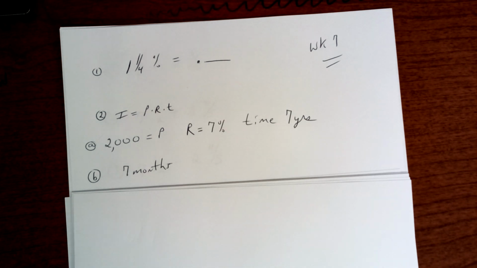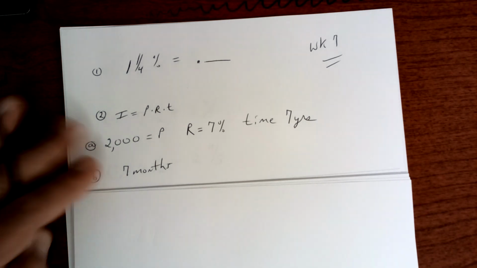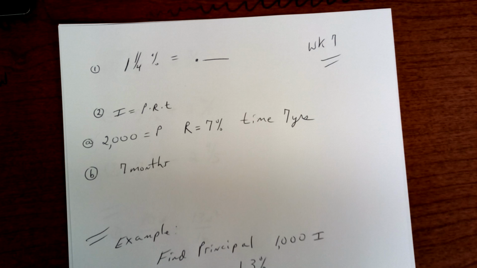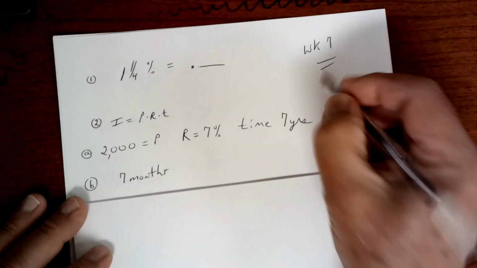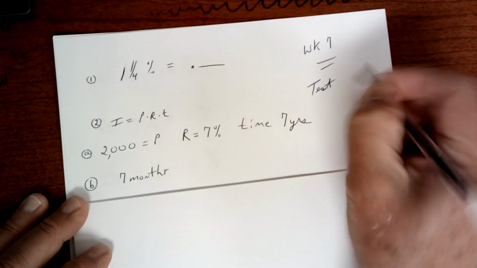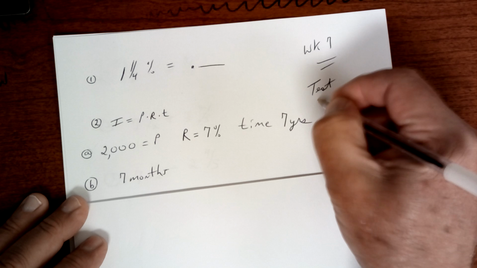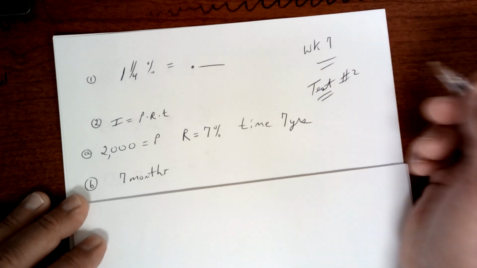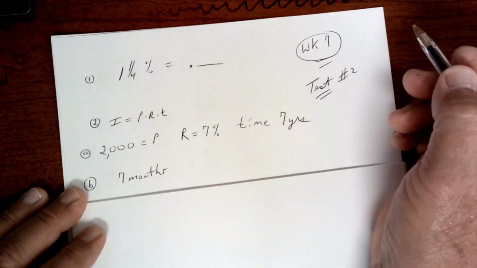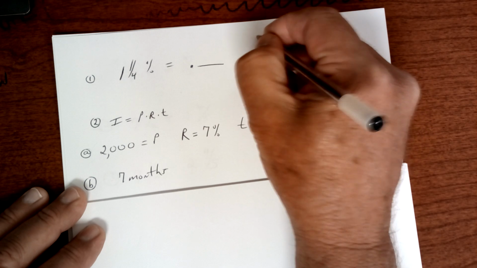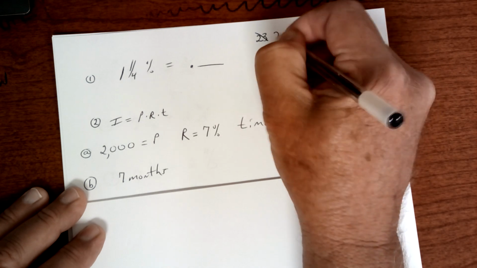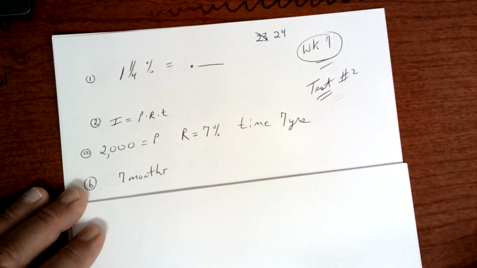Well, we're talking about week 7, and you guys were off yesterday, and we do have another test coming up. So, test this weekend, number 2. Okay, so week 7. So the 23rd, you were off, and today is the 24th of September.